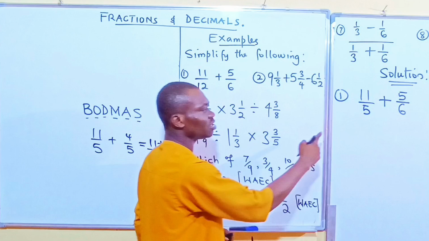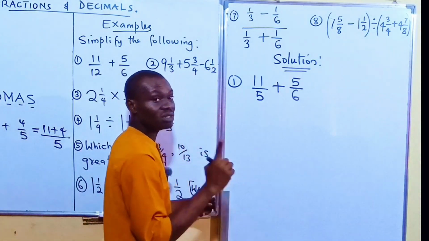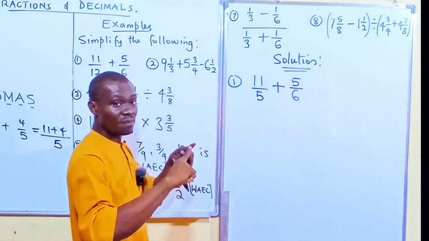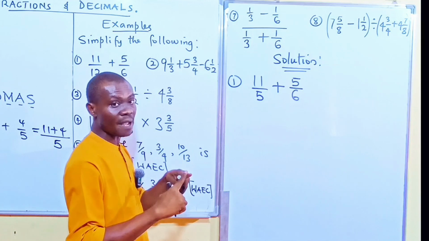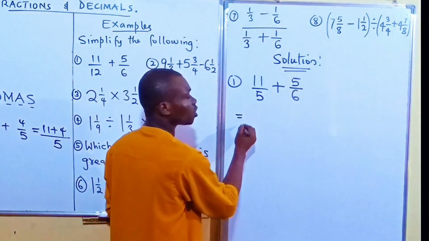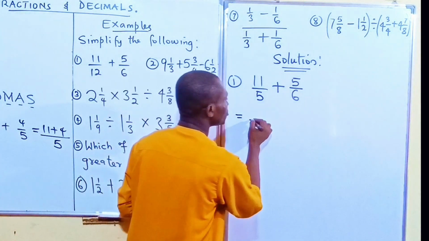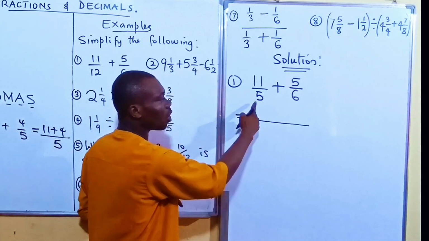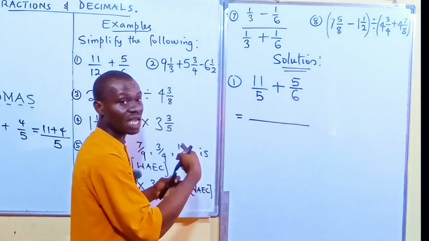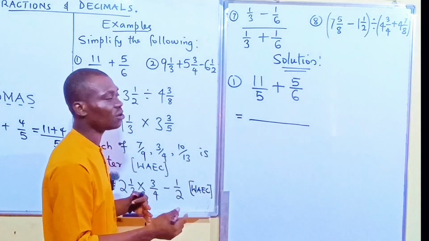However, when the denominators are different, there is a system of making the denominators the same, and that system is what we call LCM. So we are going to take the LCM of the two denominators. If there are 3, you take the LCM of the 3 of them.